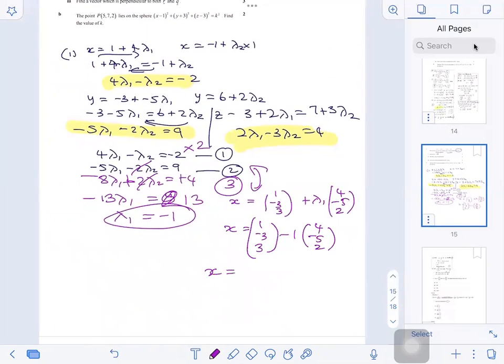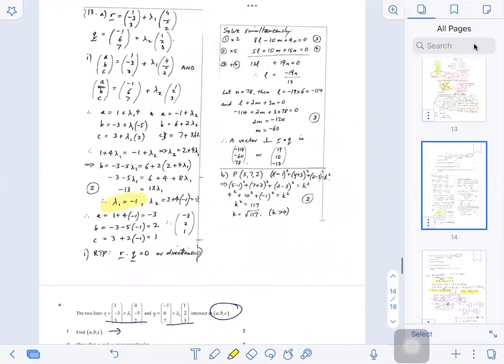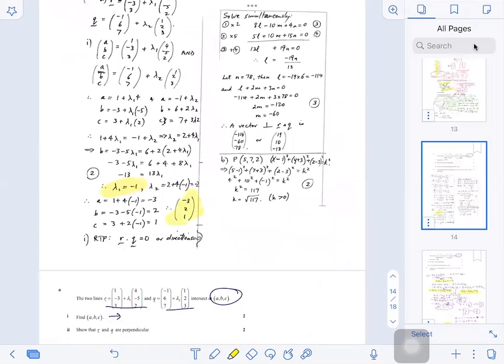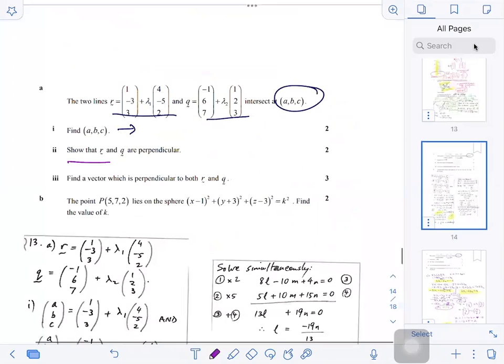So x equals 1 minus 1 times 4, which is minus 3. And y is minus 3 plus 5, which is 2, and z is 3 minus 2, which is 1. So the actual point of intersection is minus 3, 2, and 1. So I'll just check that with the solutions. Minus 3, 2, and 1. Yes, it is indeed.